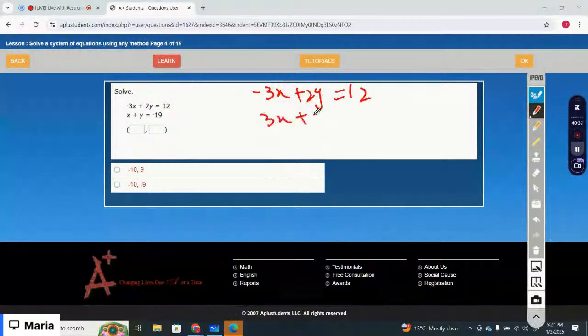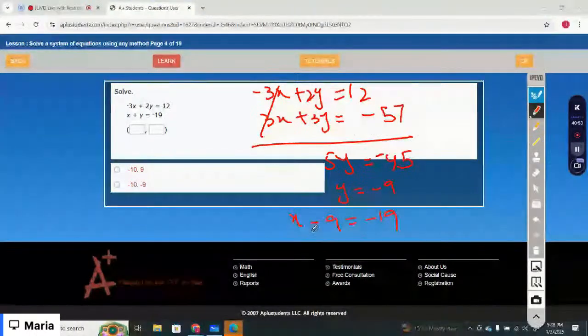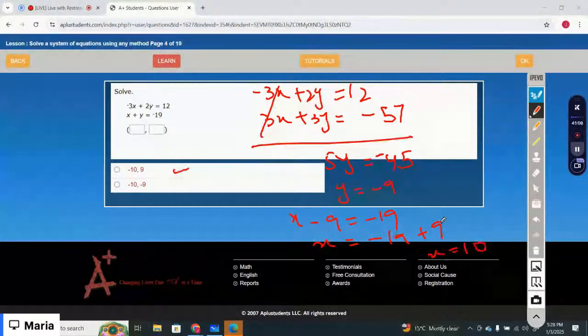That is 3x plus 3y, 5y equals negative 45. So y equals negative 9. Substitute the value of y in any of the equations and calculate the value of x. So that is x equals negative 10. The correct option is negative 10 and negative 9. Option number 2 is the correct option.